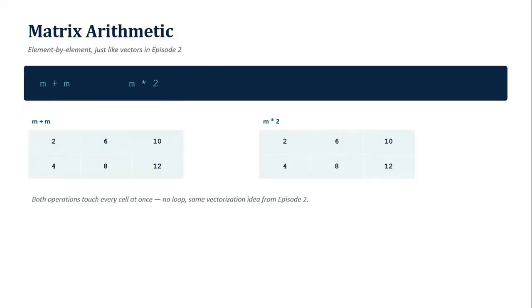Basic arithmetic on matrices works element by element. Same vectorization idea from episode 2. M plus M adds every matching position together. M asterisk 2 doubles every single value at once. No loops, same as always in R.